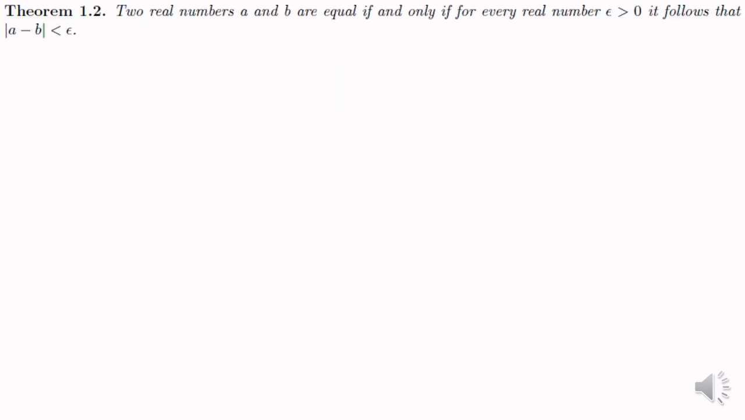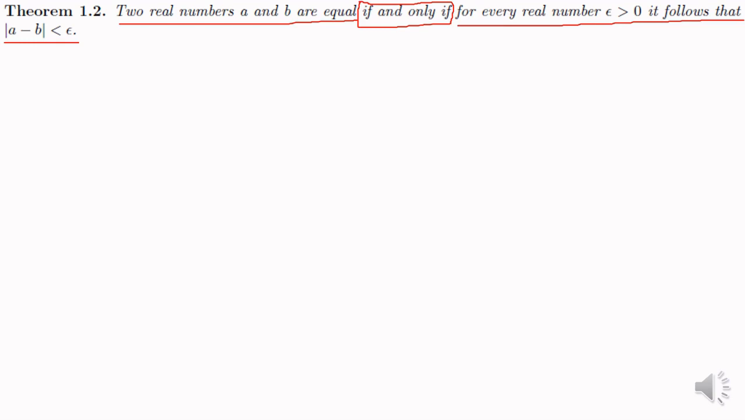Here we have a theorem which states that two real numbers A and B are equal if and only if for every real number epsilon greater than 0, it follows that modulus of A minus B is less than epsilon. Now here you can see that the condition "if and only if" is used in the theorem.